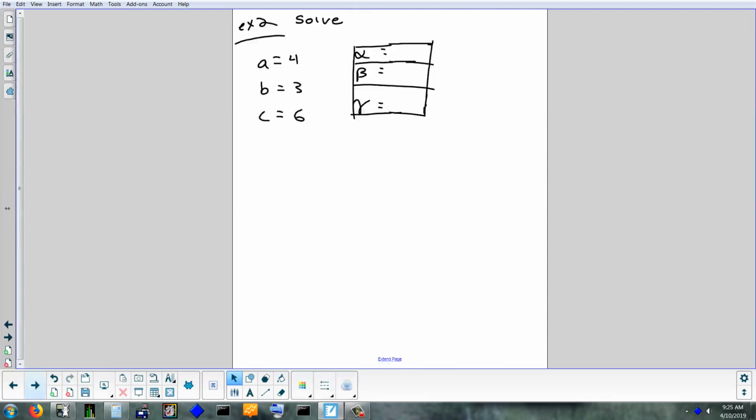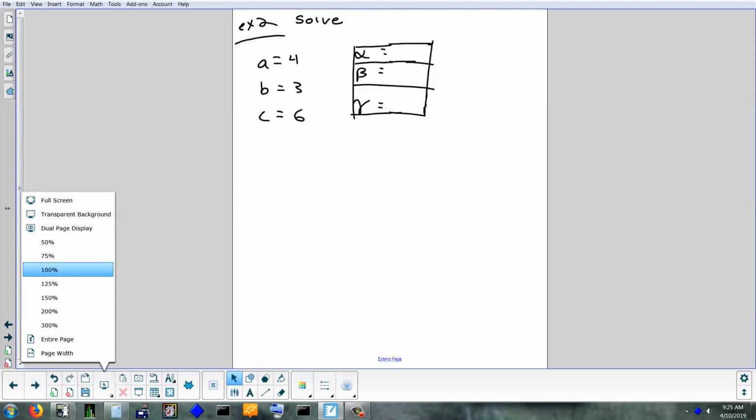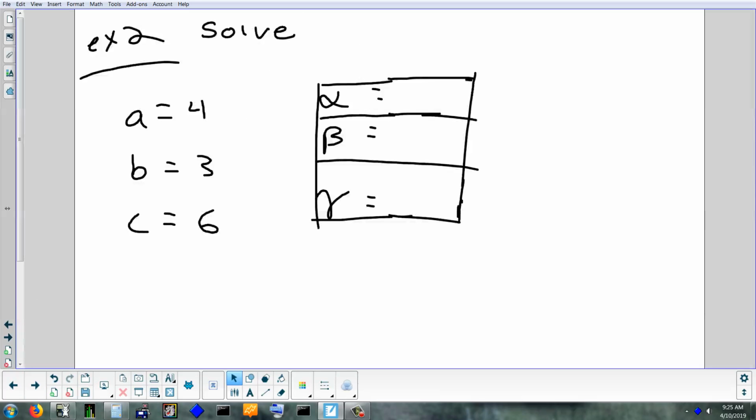Okay. So to solve this one, how many times am I going to have to do law of cosines here at a minimum? Two. I'm going to have to do it at least twice. Which two? Doesn't matter. Any two. And then once you know two, you can add them up and get the third.